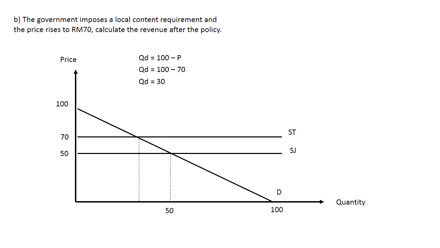Okay. Then how to calculate the revenue after the policy? This is your quantity demanded, which is equal to 30. You times 30 by 70, and you will get 2,100. So the total revenue after the government imposes the local content requirement will drop from 2,500 to 2,100.